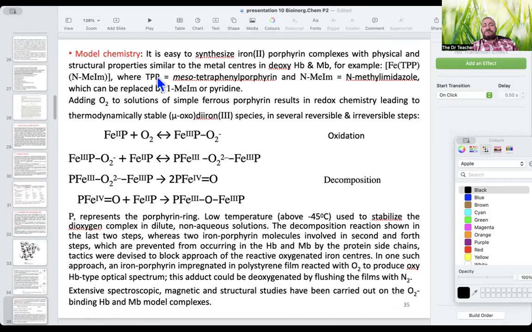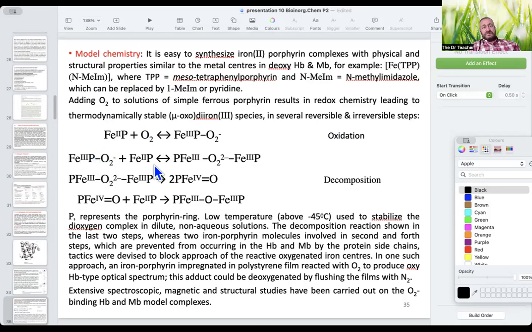Model chemistry: it's easy to synthesize iron 2 porphyrin complexes with physical structural properties similar to the metal centers in deoxy hemoglobin and myoglobin. So deoxy means without oxygen, and oxy means with oxygen. There are some examples here. So the iron 2 plus oxygen is bonded. That's oxidation.